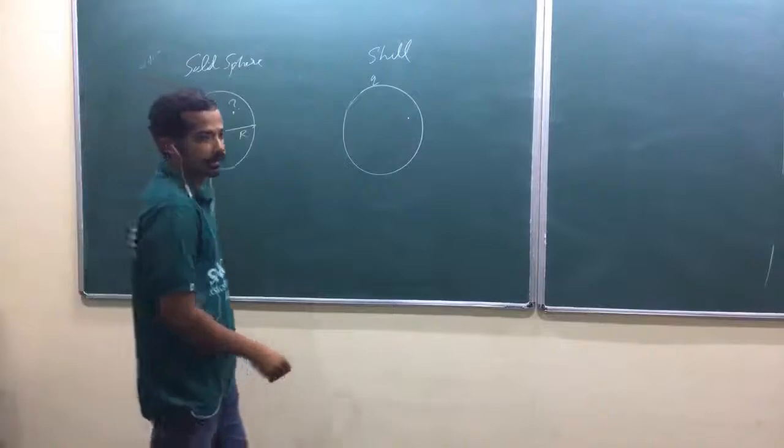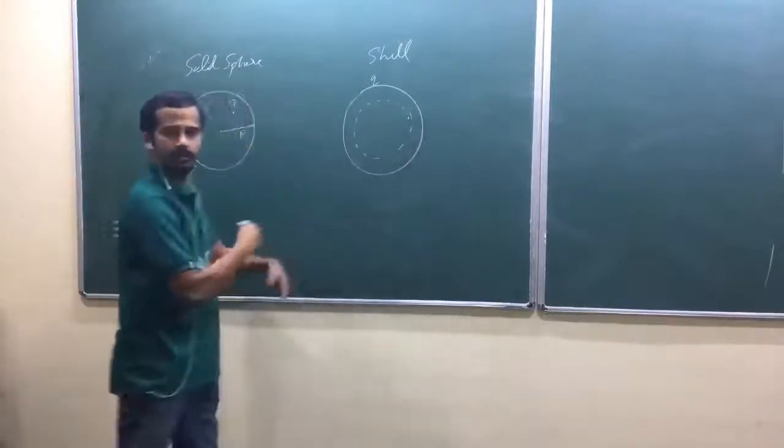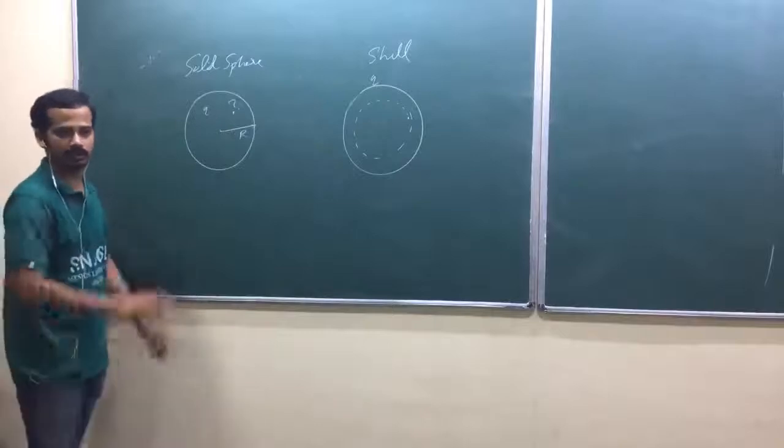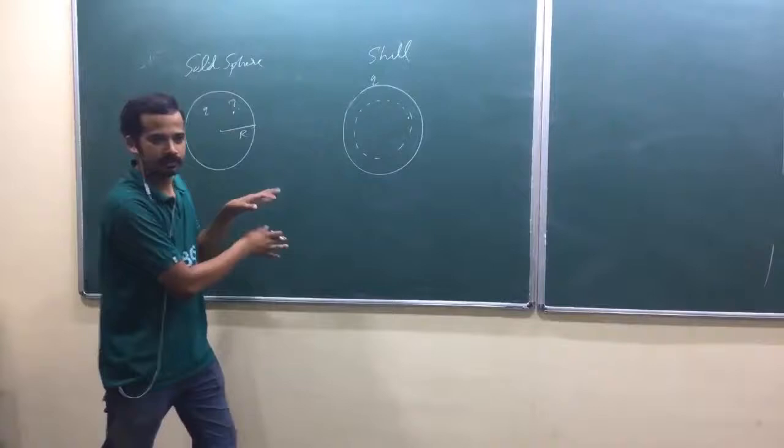In case of a shell, if you run your Gaussian surface inside, what would happen? It contains no charges inside it. Your right hand side was 0, and the magnitude of the electric field will come out. Are you getting my point?